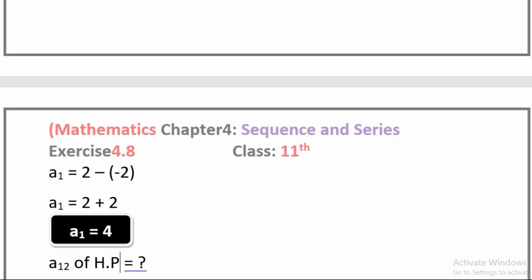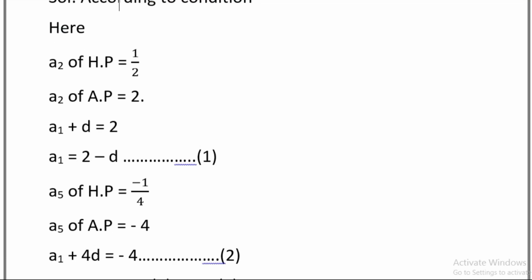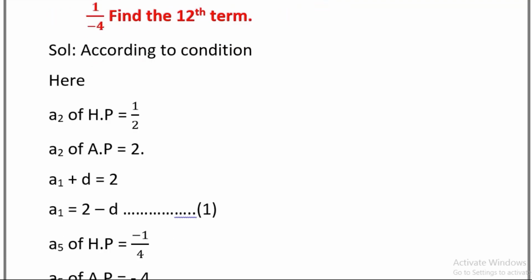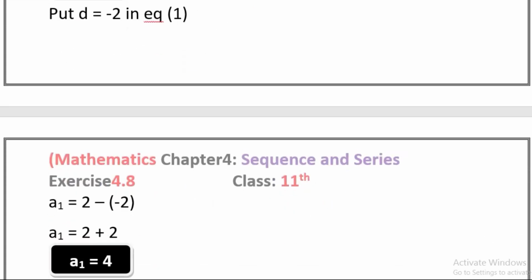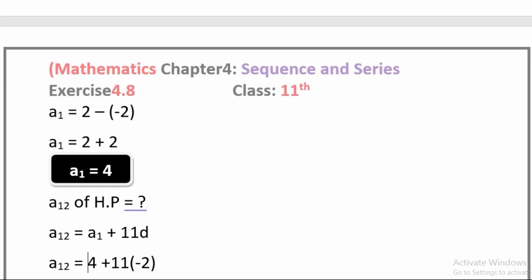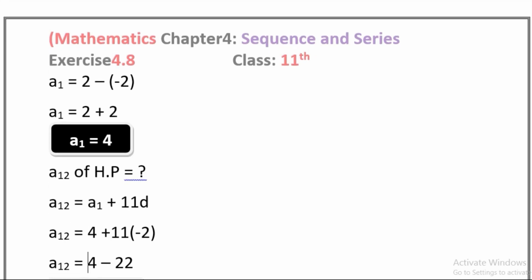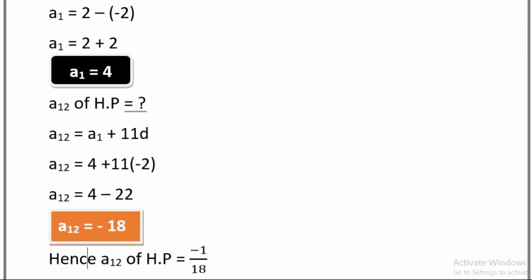Find 12 terms according to the condition, that is, find the 12th term. So A12 can also be written in the form of A1 plus 11D. So by putting the values, A1 is equal to 4 plus 11 into the value of D, which is equal to minus 2. So 11 twos are 22, 4 minus 22 is equal to minus 18. Hence the A12 term of the harmonic progression is equal to minus 1 divided by 18, which is the required solution.